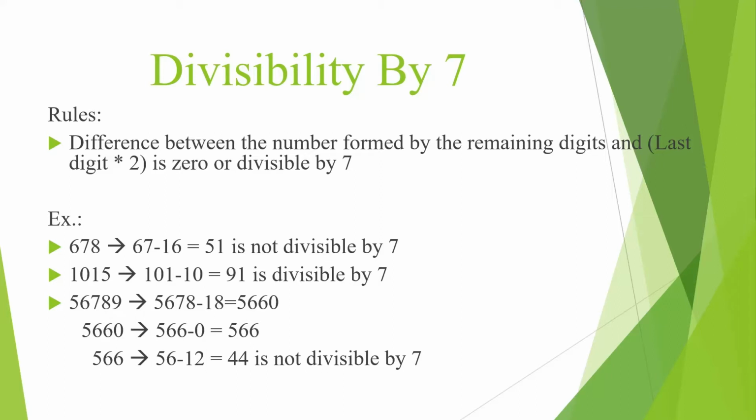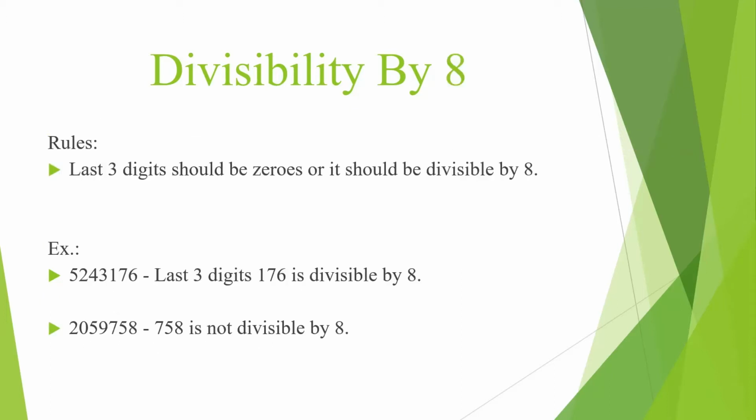So when we have a bigger number, using the rule, we can easily identify whether the number is divisible by any number or not. Let us go to the next number, 8. Here we have to consider the last 3 digits. They should be zeros or divisible by 8.